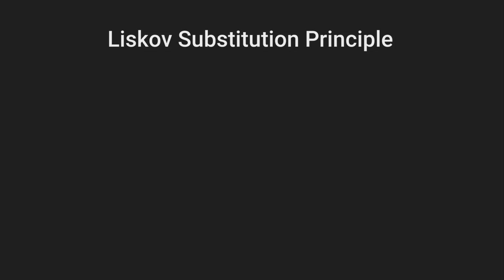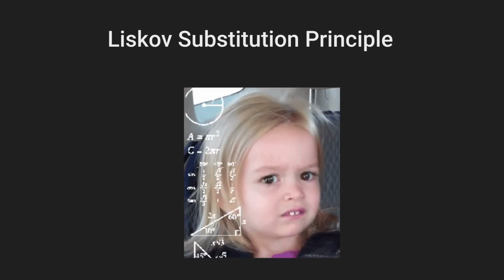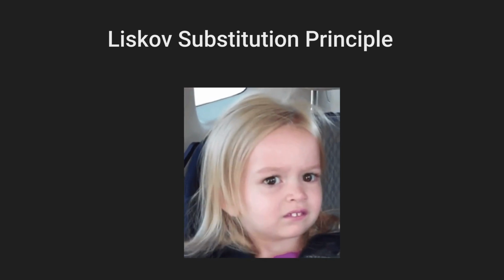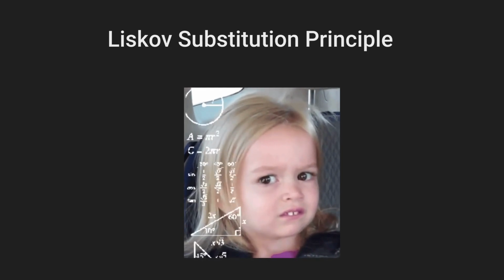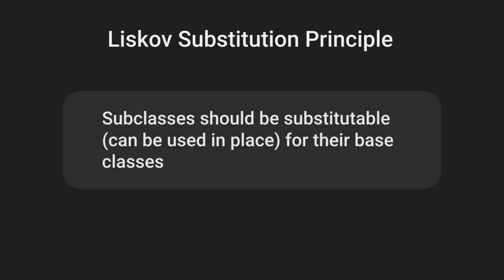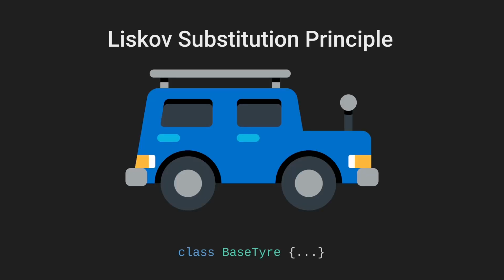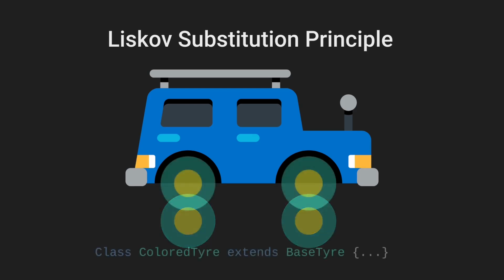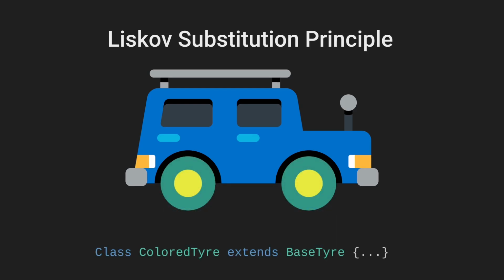Liskov Substitution principle might seem like a title of some scientific research paper, but the idea behind it is fairly simple. It states that subclasses should be substitutable, or can be used in place, for their base classes. In other words, if you replace all base class objects with their child class objects, then the program should not break. But how does this simple thing help us avoid bad inheritance? Let's see an example.